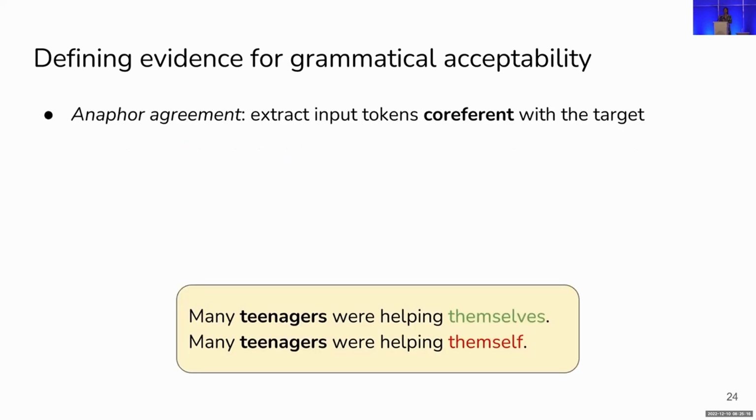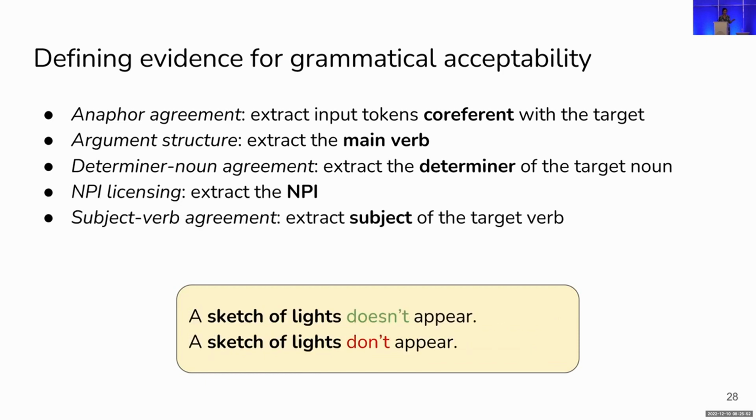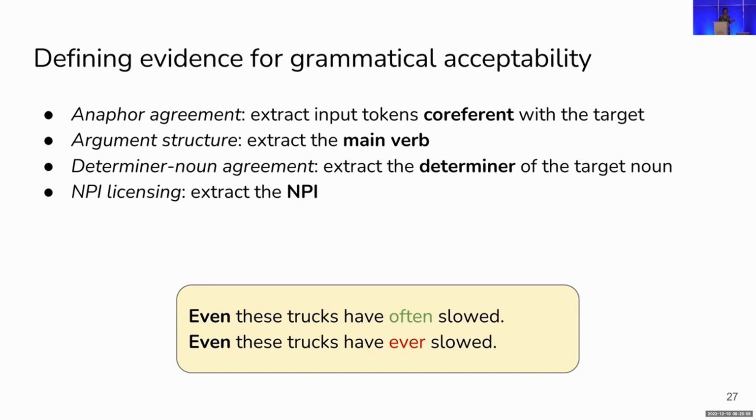And then we created a set of heuristic rules to identify which words enforce the grammatical rule in each of these minimal examples. We mostly use tools like Spacy and other NLP libraries to perform parsing and other linguistic analysis. As an example, for pairs that contrast in anaphor agreement, we would extract the words in the input that are co-referent to the target. So in this example, we would extract teenagers because that is what enforces the grammatical acceptability rule. I will skip through these other examples for the interest of time, but you can find more details in the paper.